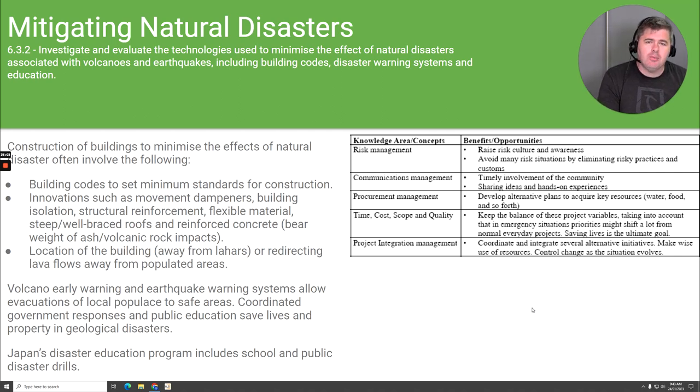Then there's the location of the building, and doing predictive models to see if a volcano erupted, where would the lava flow? Where would the lava go? Making sure that people don't build there. Japan's disaster education program is often done in schools, so they know exactly what to do during an earthquake or a tsunami because they're so often occurring. This table, I would advise you get that down in your books because it's particularly useful.